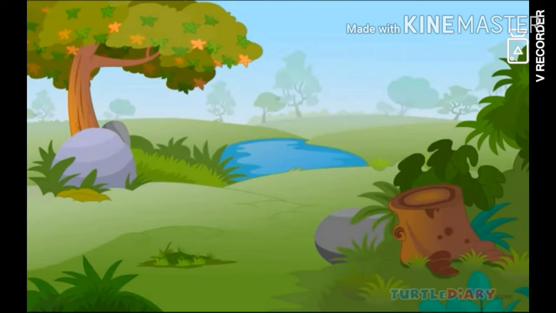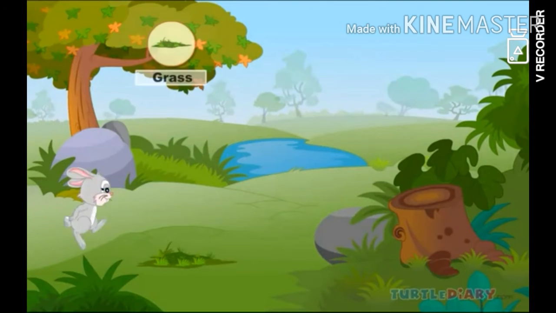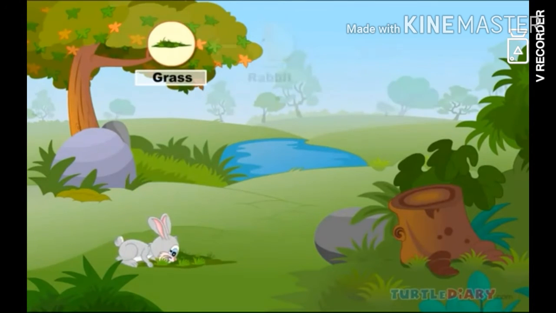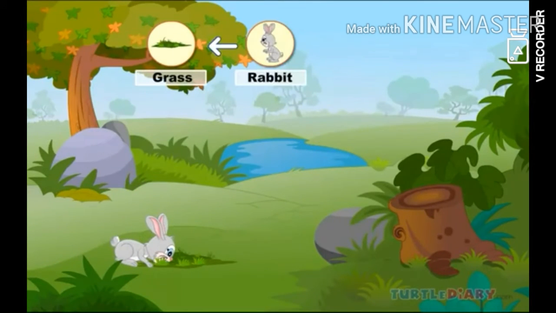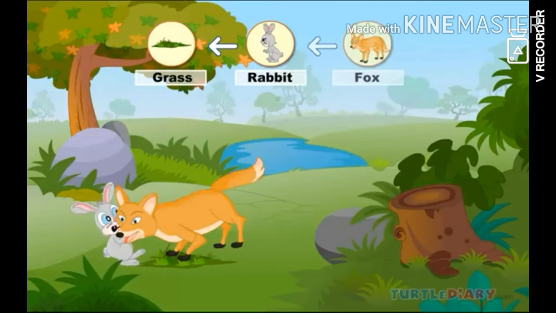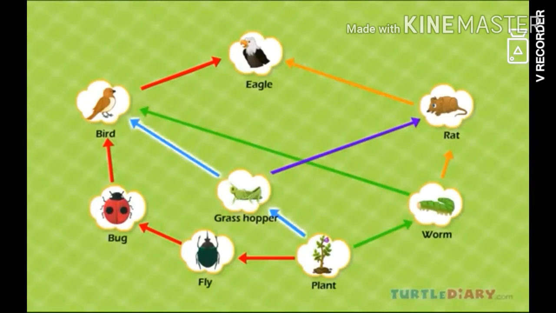Food chain. In a food chain, energy passes from plants to animals in the form of a long chain. Grass is eaten by rabbit, rabbit is eaten by fox. It is a food chain. Food web. Plant is eaten by fly, fly by bug, bug by bird, bird by eagle, eagle by rat, rat by worm, worm by bird, and this is all about a food web.